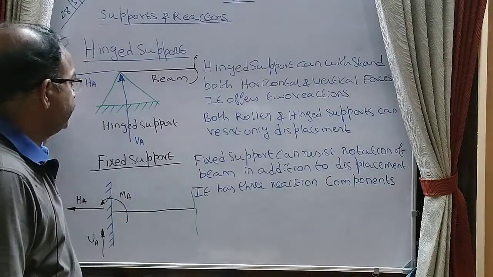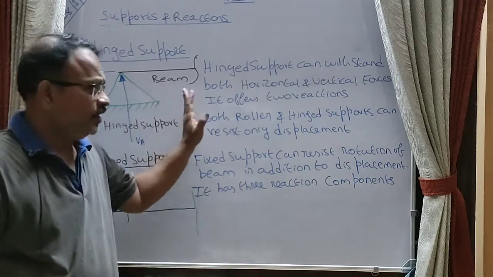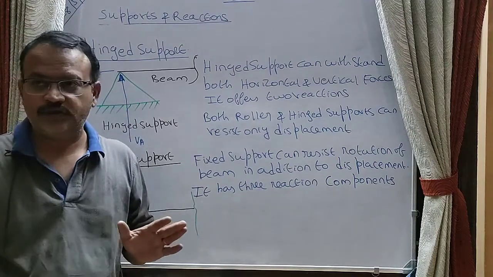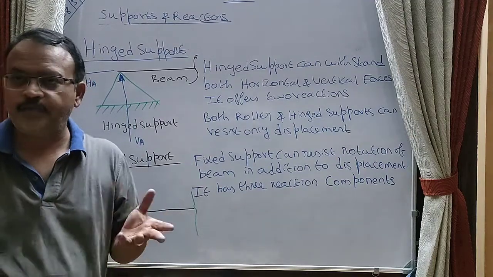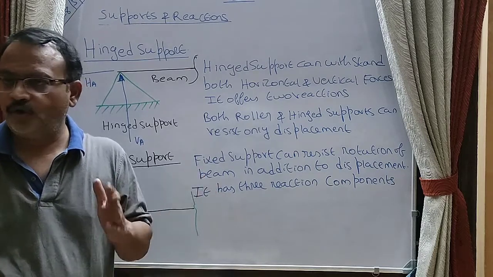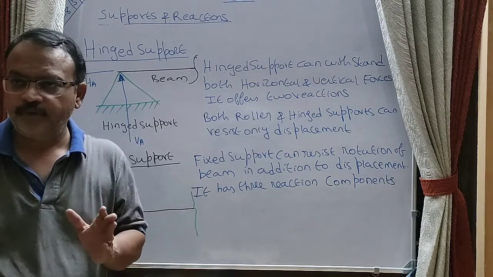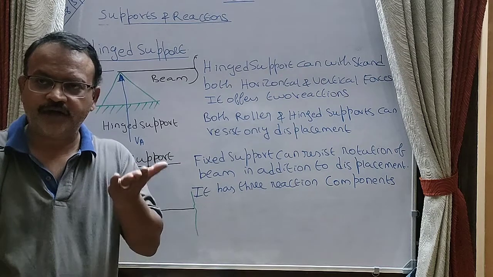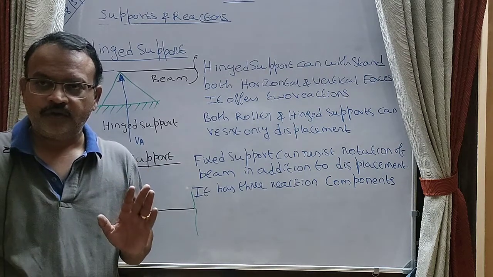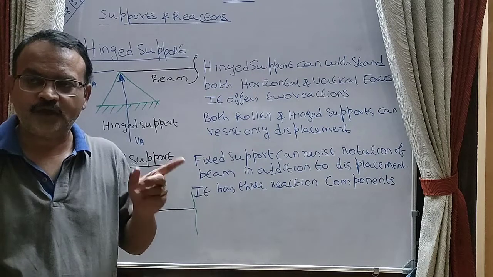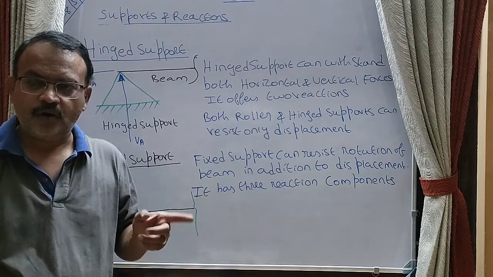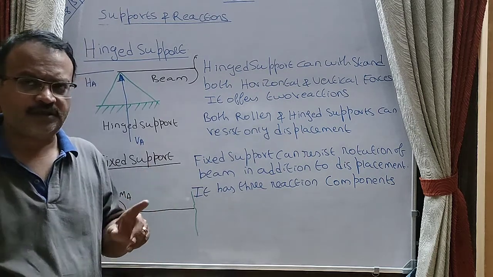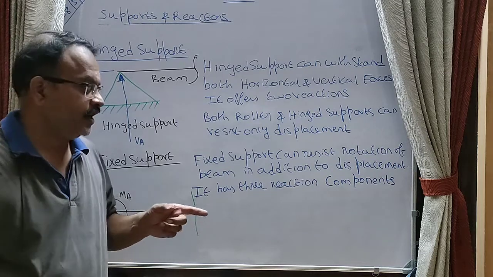The next support we are going to see is the hinged support. Hinged support can withstand both horizontal and vertical forces. A practical example is that all the doors are fixed to the frame using hinged supports. So the door cannot move in the horizontal as well as in the vertical direction. Hinged support offers resistance to the horizontal and vertical movements of the beam, and it offers two reactions, horizontal reaction as well as vertical reaction.